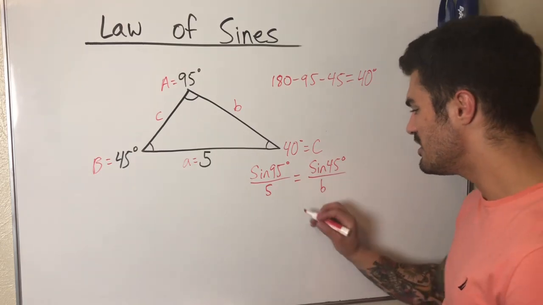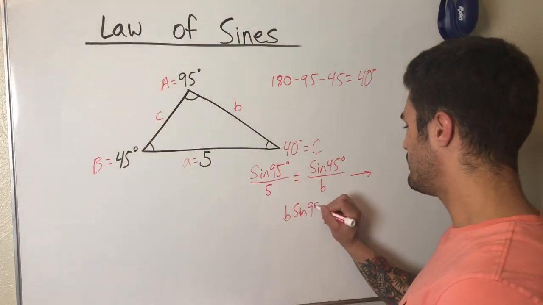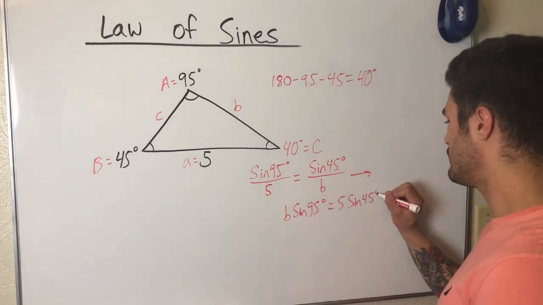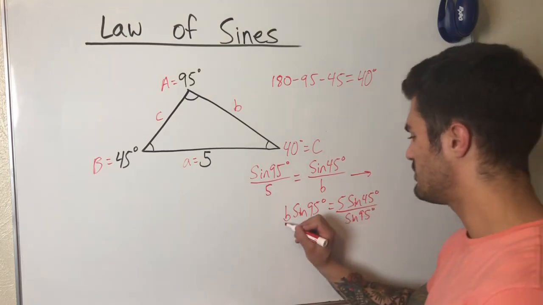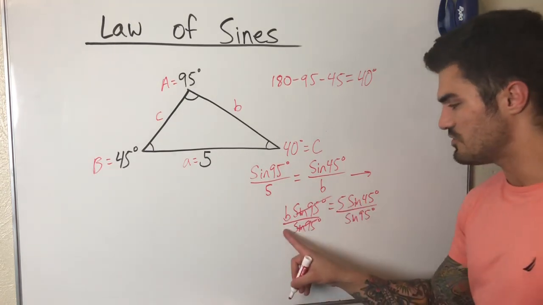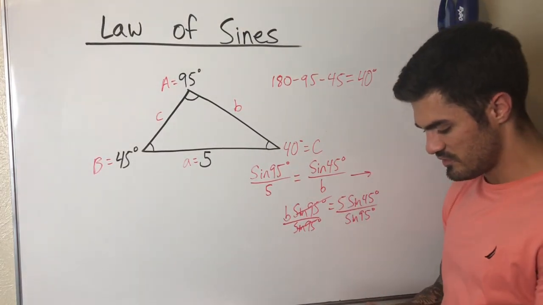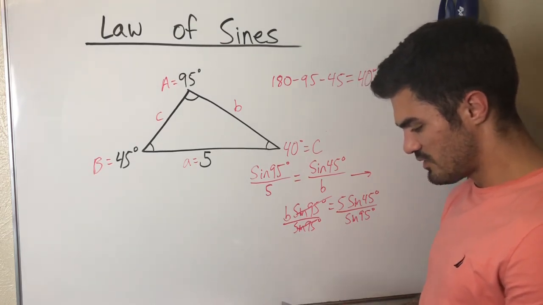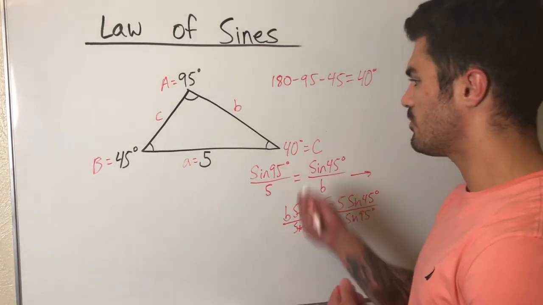So I'm going to solve for the B, and I end up with B times sine 95 degrees equals 5 times sine 45 degrees. So then I'm going to divide both sides by sine 95 degrees, and that's what I'm going to punch in the calculator, because when I divide both sides by sine 95 degrees, I get B by itself. B equals 5 times sine 45 over sine 95. So let's see if I can punch this in. 5 times sine 45 divided by sine 95, and I get 3.55. So I have 3.55 for B.